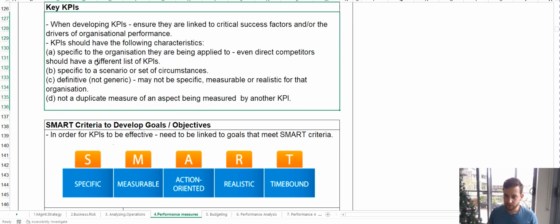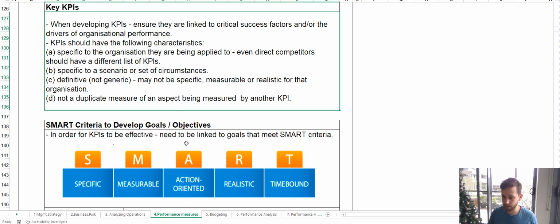So KPIs should be specific to a scenario or set of circumstances. They shouldn't just be broad, for example, make more money. It should be billable hours this week. So whenever we're answering a question in this subject, we need to be really specific. When we're coming up with a KPI in an exam question, this is a very common situation, you don't just say billable hours, right? You say X number of billable hours by X employee in this week over this year. So you have to be really, really specific.